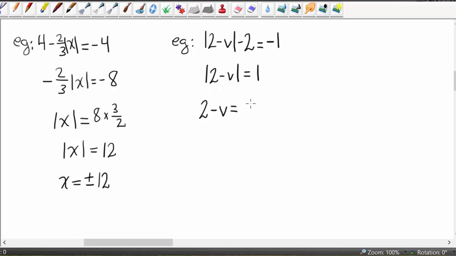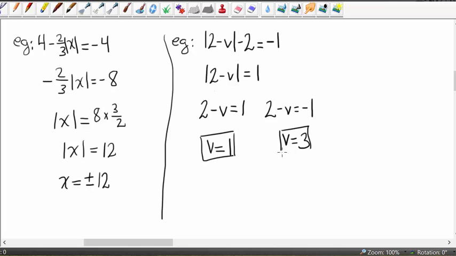Now, once you've isolated the absolute value, this splits into two equations. 2 minus v is 1 and 2 minus v is negative 1. So 2 minus v is positive or negative 1. And then just solve these equations separately. If 2 minus v is 1, then v is equal to 1. And if 2 minus v is negative 1, then v is equal to 3. And we get our two solutions to this absolute value equation.